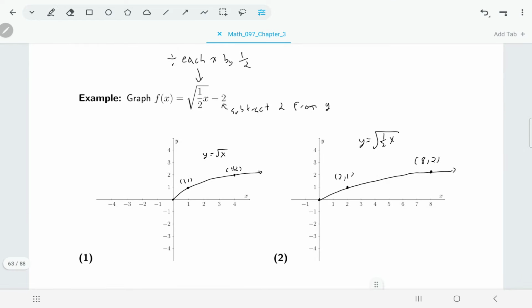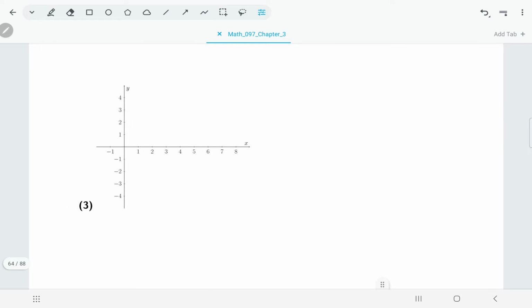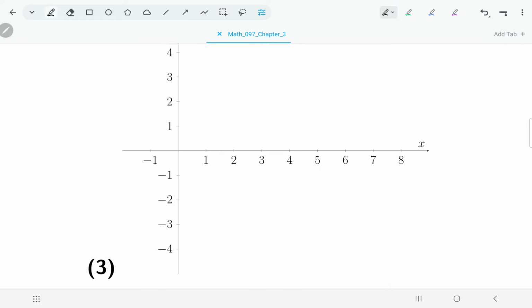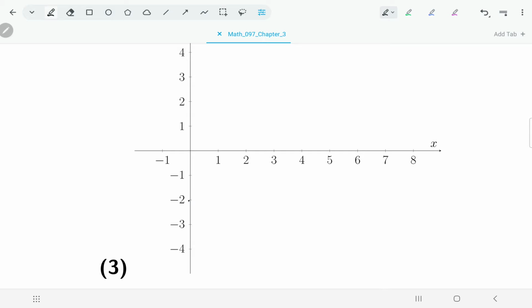Okay, so first transformation has been accomplished, and now to finish things off, I need to do my vertical transformation, shifting things downwards by 2. So I'm going to take the graph that I just made and subtract 2 from all the y values. So (0, 0), I'm going to subtract 2 from its y coordinate to get me (0, negative 2). I had (2, 1). When I subtract 2 from its y coordinate, I'll have (2, negative 1). And I had (8, 2). And when I subtract 2 from its y coordinate, I have (8, 0).